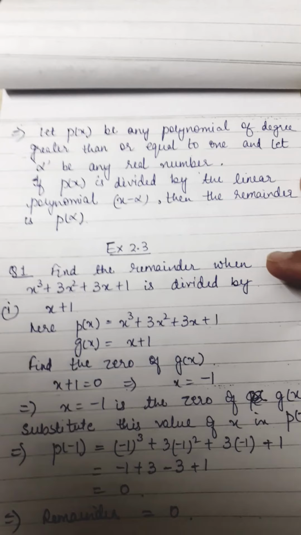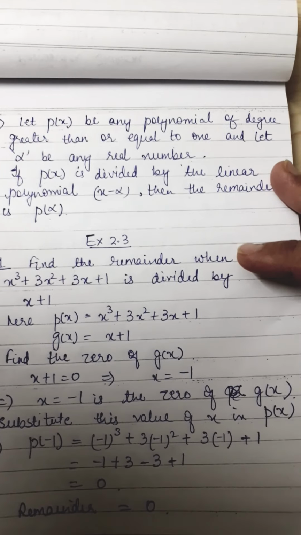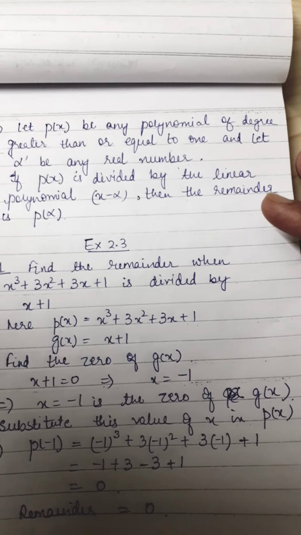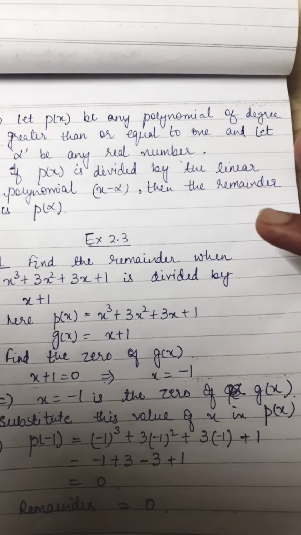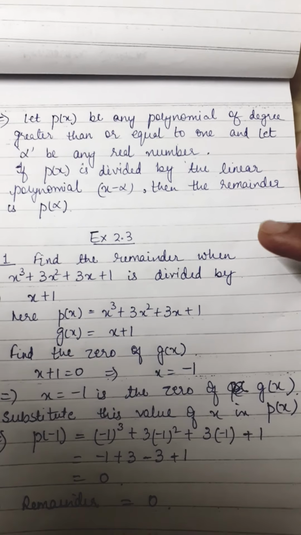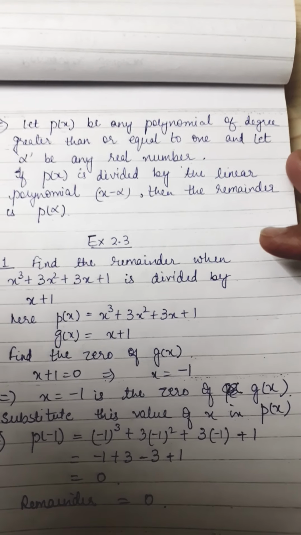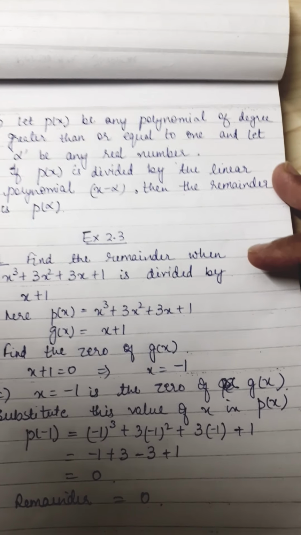Today we are going to start with the factor theorem, but before that, let's once more quickly revise what we did in the remainder theorem. The statement of the remainder theorem was that let p of x be any polynomial of degree greater than or equal to 1, and if alpha is any real number, then if p of x is divided by the linear polynomial x minus alpha, the remainder will be p of alpha. So if dividend is p of x, divisor is x minus alpha, then remainder will be p of alpha.